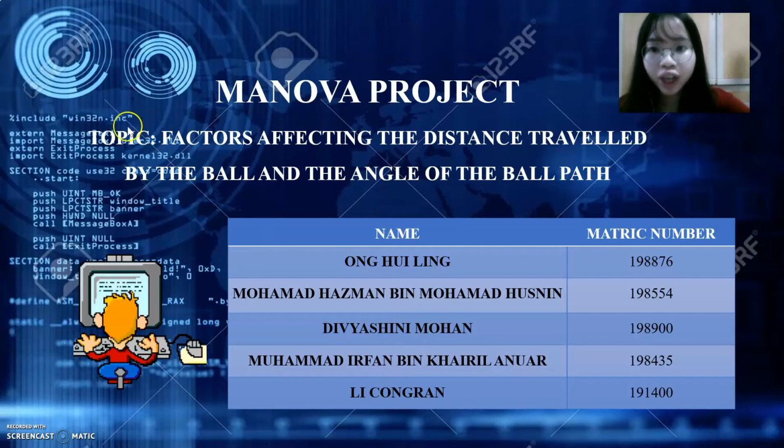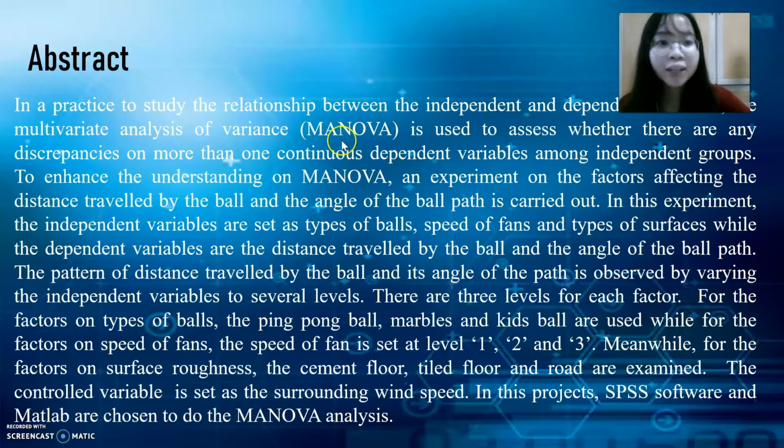For the MANOVA project, our topic is the factors affecting the distance traveled by the ball and the angle of the ball path. I will explain the abstract and introduction. In practice, to study the relationship between the independent and dependent variables, the multivariate analysis of variance, MANOVA, is used to assess whether there are any discrepancies on more than one continuous dependent variable among the independent groups. To enhance the understanding of MANOVA, an experiment on the factors affecting the distance traveled by the ball and the angle of the ball path is carried out.